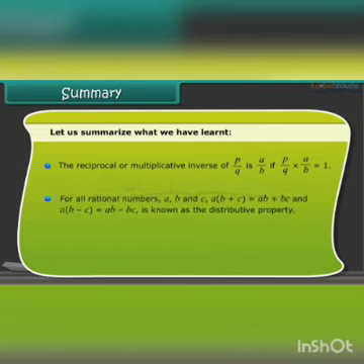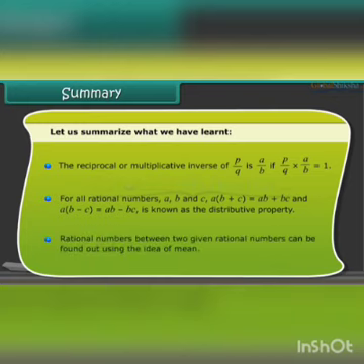For all rational numbers A, B and C, A into B plus C is equal to AB plus AC and A into B minus C is equal to AB minus AC, which is known as the distributive property. Rational numbers between two given rational numbers can be found out using the idea of mean.